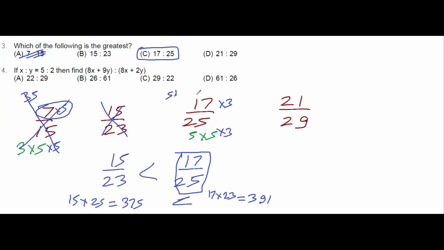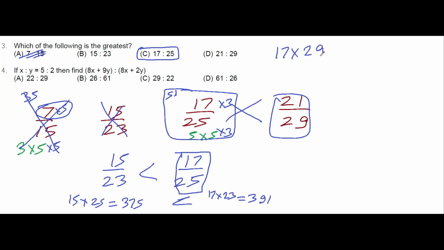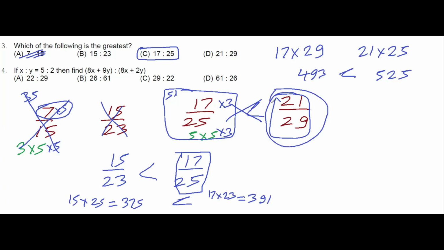Now I need to check this with this. So here again cross multiply, 17 into 29 and then 21 into 25. So 25 into 21, I'll get 525, and 17 into 29, I'll get 493. So this is greater. So the greatest number is 21 by 29. So D is the correct answer. Got it? Just a minute.